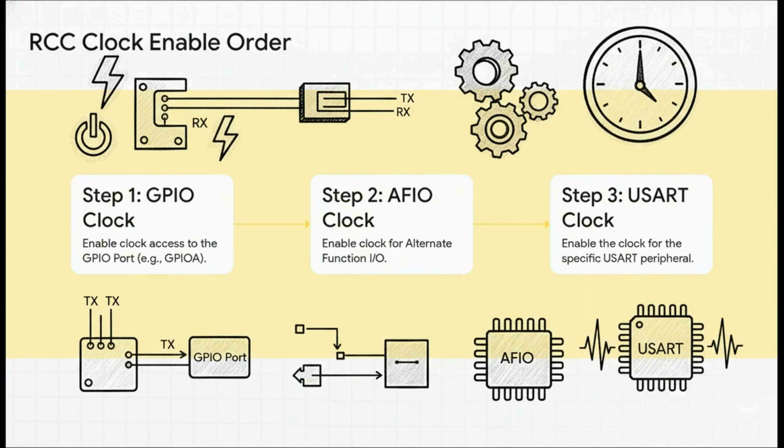And this isn't random. There's a strict hierarchy here, all managed by the Reset and Clock Control unit, or RCC. First up, you have to power the entire GPIO port where your TX and RX pins live. Second, you enable the alternate function clock. This is what lets you hand those pins over to the USART. And then finally, you enable the clock for the USART peripheral itself. You miss any one of these, and your code is just going to fail silently, leaving you scratching your head.